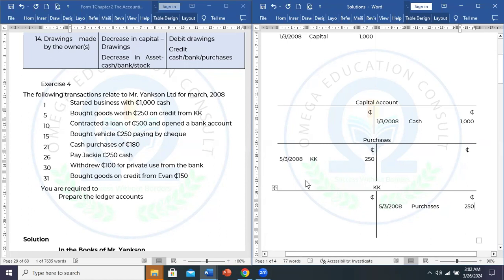Good. The third one: contracted a loan of 500 and opened the bank account. So the business took a loan and we deposited it into bank. So who is going to do it? Prof. Alexia, I think you are back. Can you attempt this one? What two accounts do we open? And who do we debit? Who do we credit?